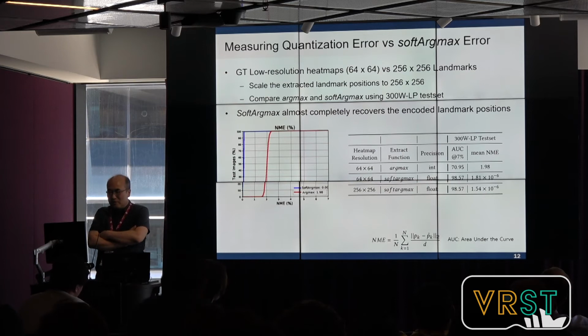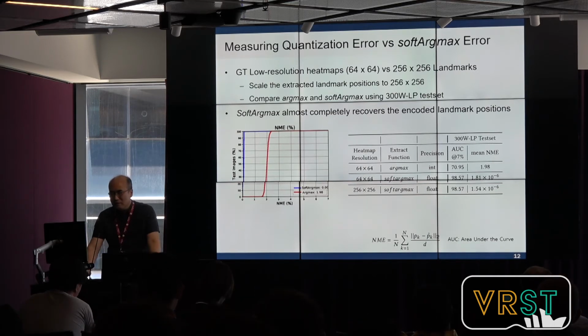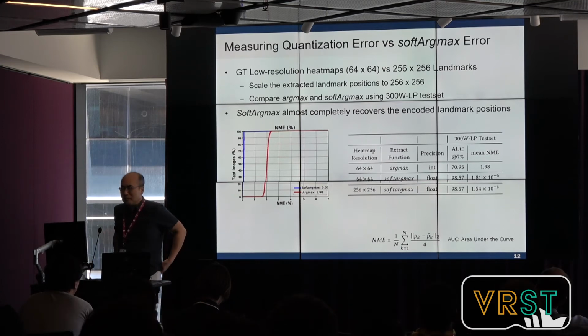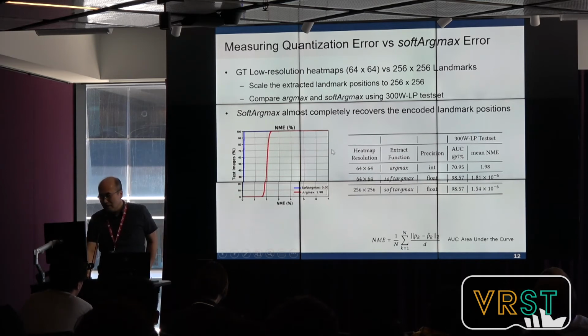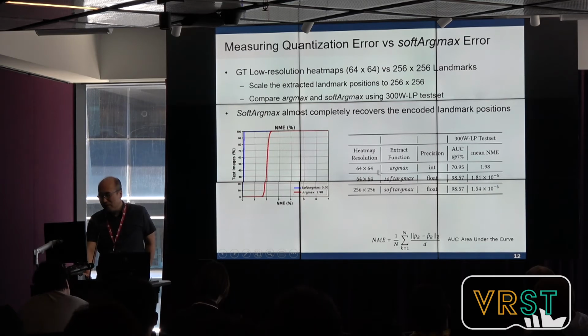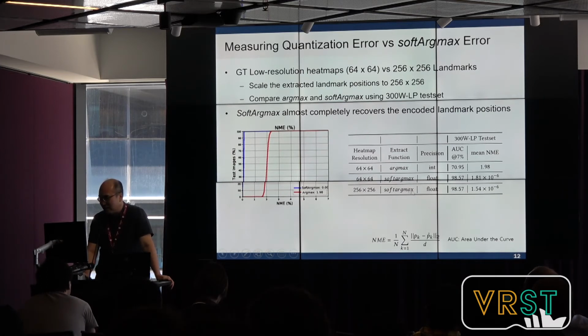Then we can compare the accuracy of soft argmax and argmax with an example. In this experiment, we downsampled the ground truth landmarks to a low resolution heat map, then extracted the landmark position from the ground truth low resolution heat map, and scaled the extracted landmark position to 256 by 256. Then we compare the two methods, argmax and soft argmax. This table shows that when we use integer index and argmax, if the heat map resolution is 64 by 64, we have a large error. But even when the heat map resolution is 64 by 64, if we use soft argmax, we have floating point precision, and the error reduces a lot.